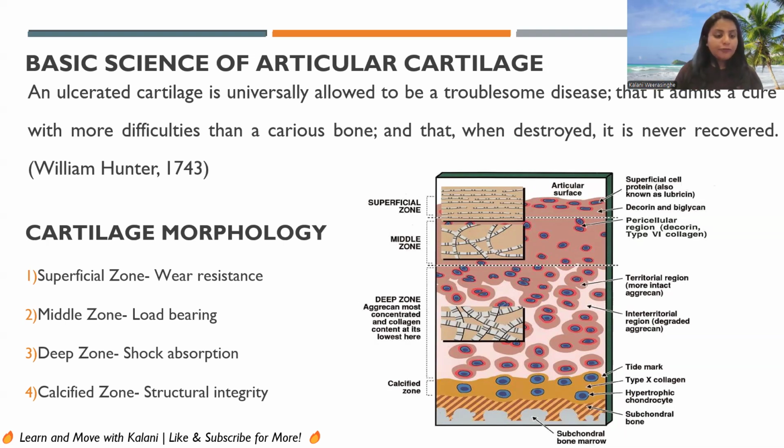So, if we discuss the cartilage morphology, it includes four main layers, which serve different functions. The first layer is the superficial zone that acts as a resistor for wear and tear. Next, we have the middle zone that performs the function of load bearing. Then comes the deep zone for shock absorption, and finally the calcified zone for structural integrity. Damage to these layers affects joint function significantly.